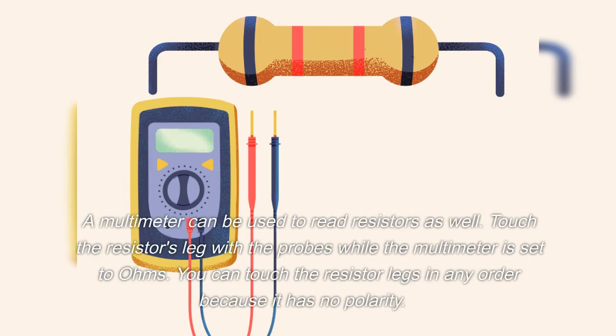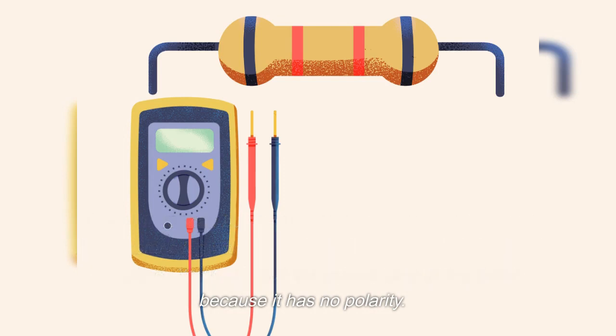A multimeter can be used to read resistors as well. Touch the resistor's leg with the probes while the multimeter is set to ohms. You can touch the resistor legs in any order because it has no polarity.